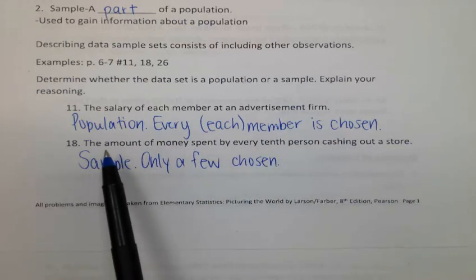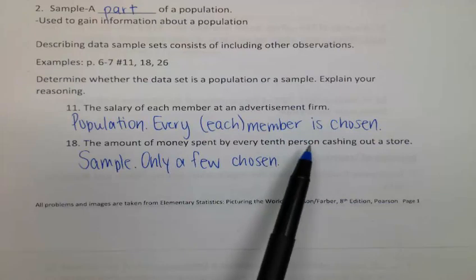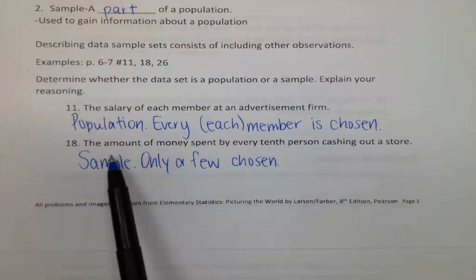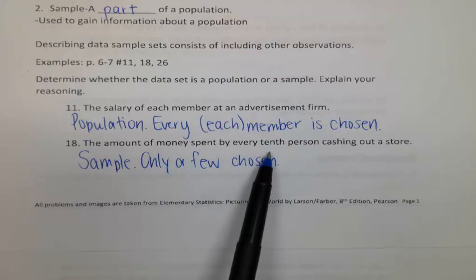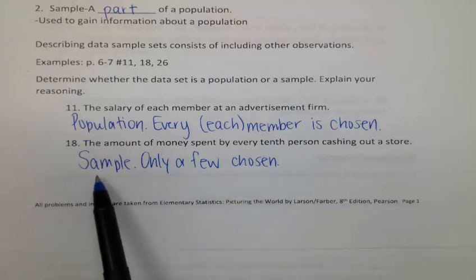As opposed to number 18, the amount of money spent by every 10th person cashing out at a store. So I see that not everyone was collected, just every few. So every 10th person. That is why this is considered a sample.